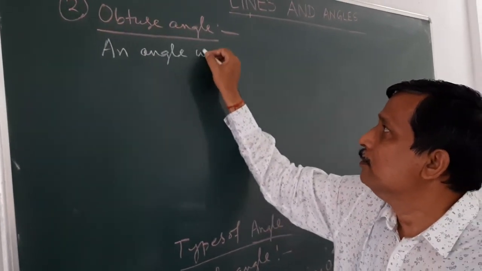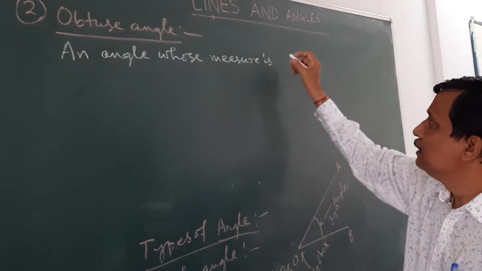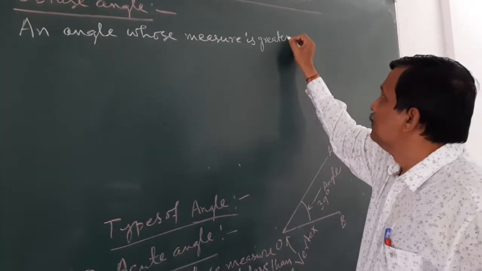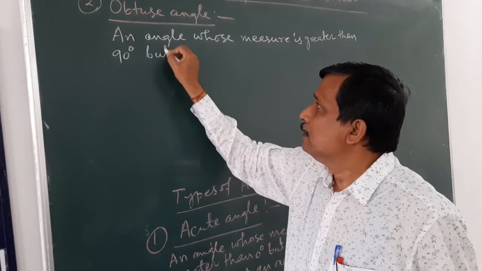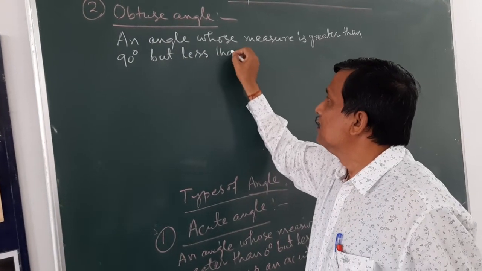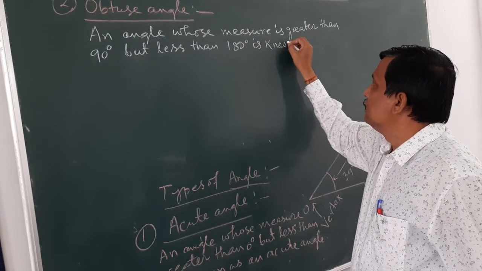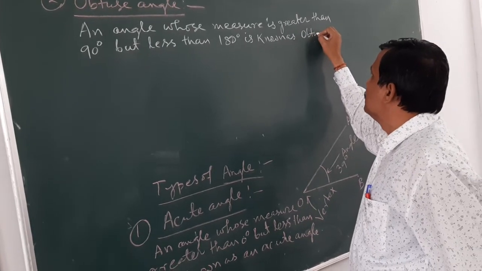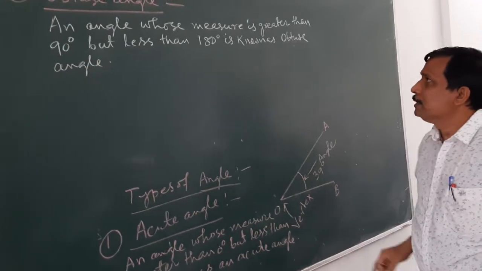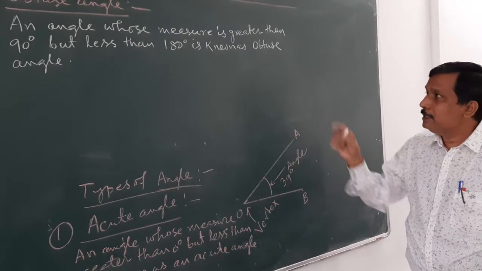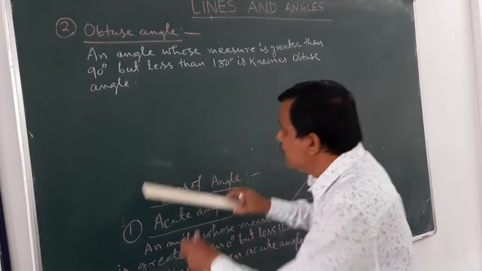An angle whose measure is greater than 90 degrees but less than 180 degrees is known as an obtuse angle. So an angle whose measure is greater than 90 degrees but less than 180 degrees is known as an obtuse angle. So I am drawing one angle, see here.